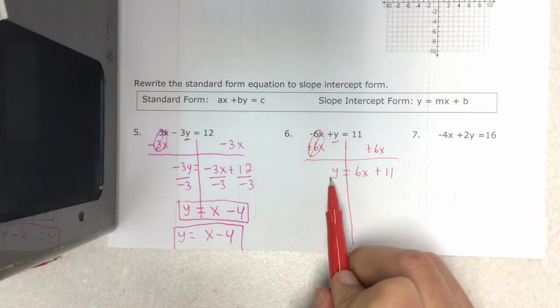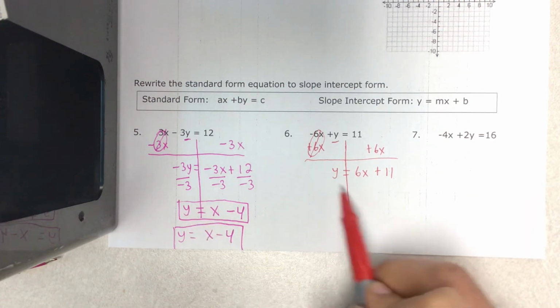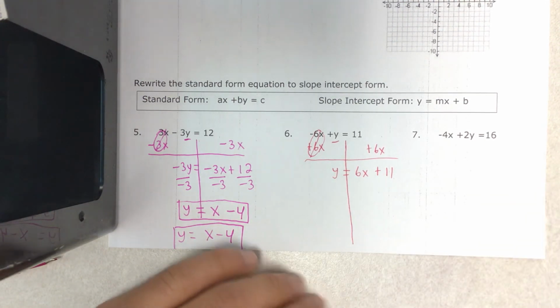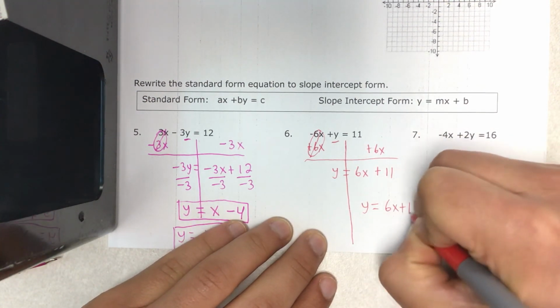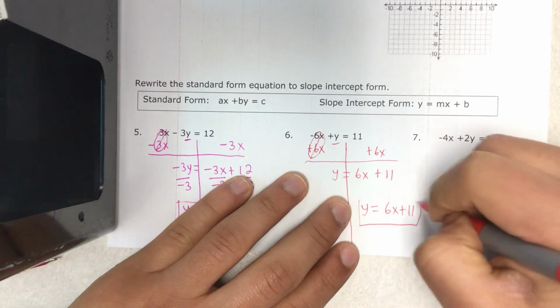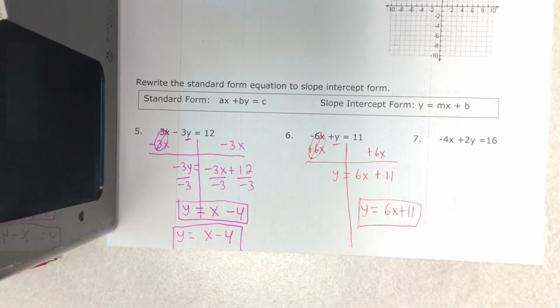If y'all look, I already have y by itself. I don't have to move anything else. So my slope-intercept form equation for number 6 is y equals 6x plus 11. Boom, done. That was an easy one. And number 7, it's the same thing. We're not going to do the example because we're already at 17 minutes.